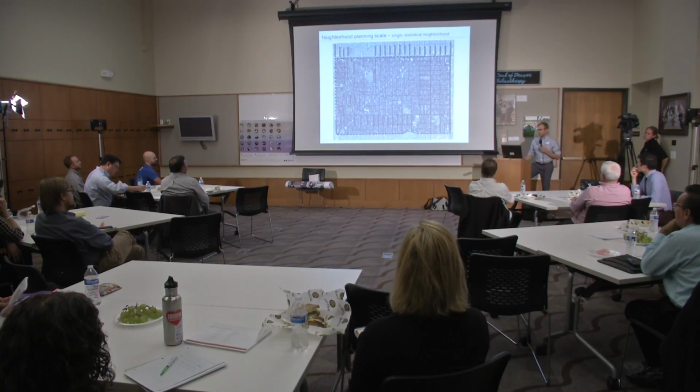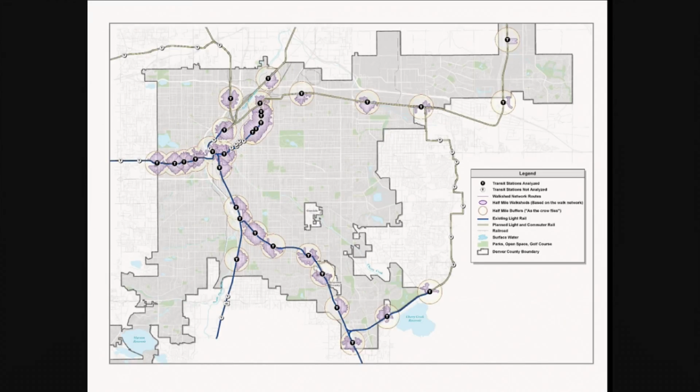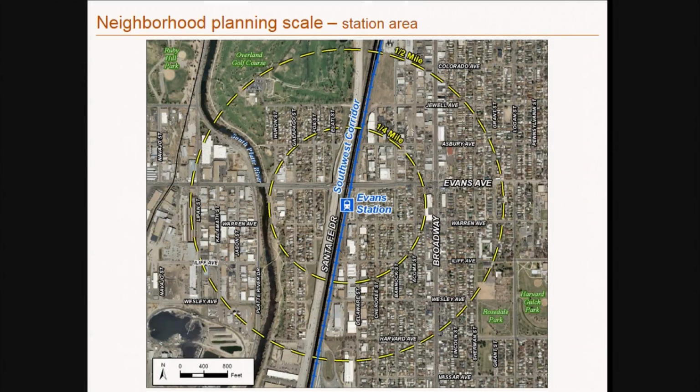So Joel hit on this point, the different scale of our planning. This is the Westwood neighborhood plan. This is a single statistical neighborhood. We plan at that scale. We also plan at the station area scale. We have 41 stations in the city. So this is the Evans station, where we typically pick up a quarter mile to a half mile, a 10-minute walk from the station, and zoom in on that station area and plan for that scale.